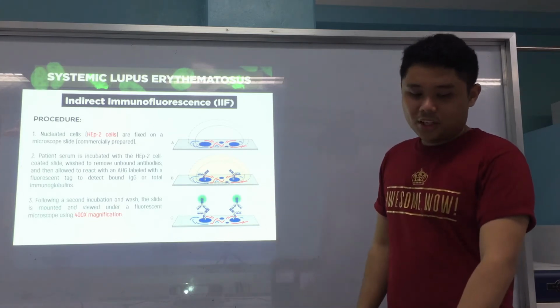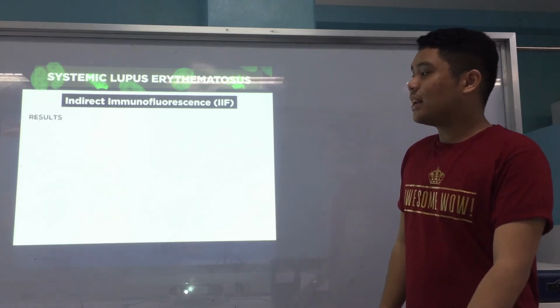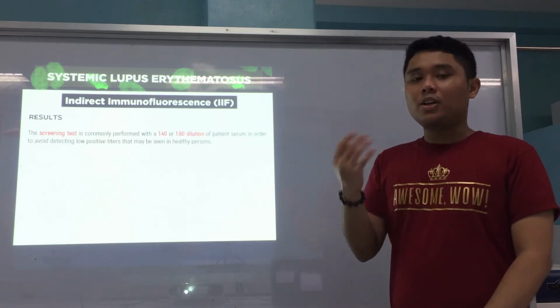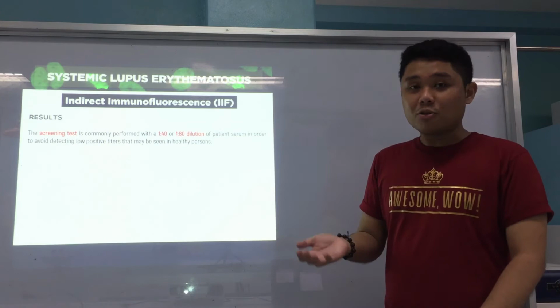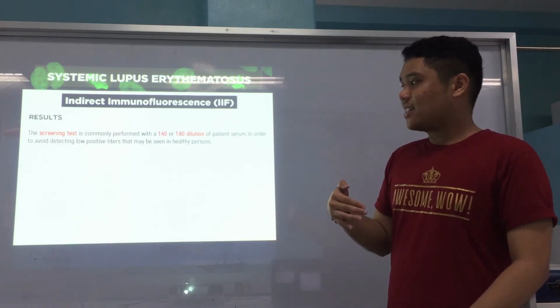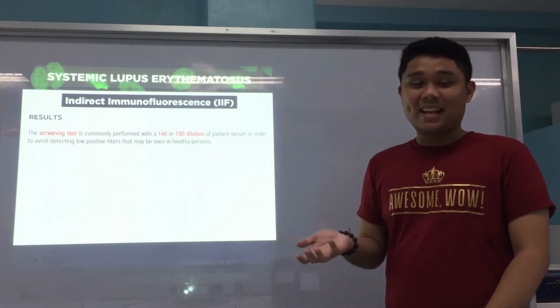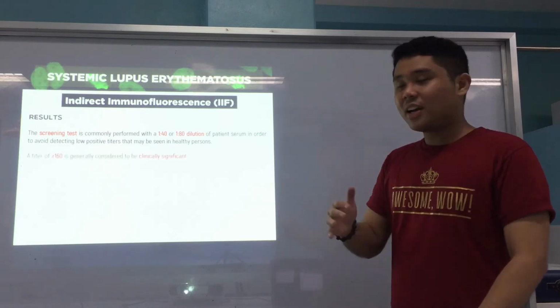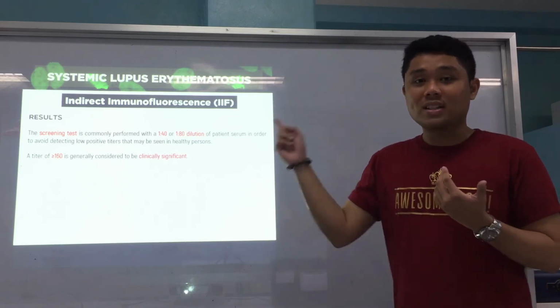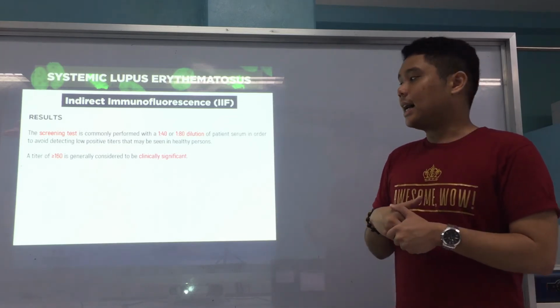Now, that's the procedure, very straightforward. For the results, for the screening test, we use a 1:40 or 1:80 dilution of your patient serum, to avoid detecting low positive titers that may be seen in healthy persons. The significant titer is considered a titer of greater than or equal to 160, which is considered clinically significant.